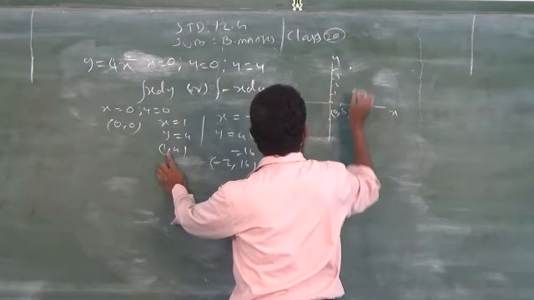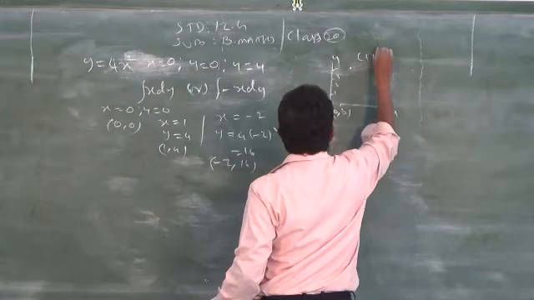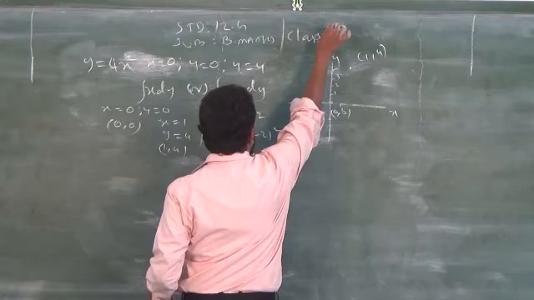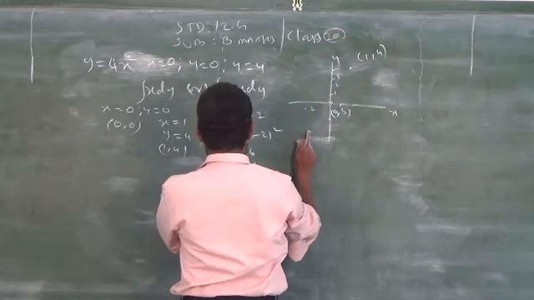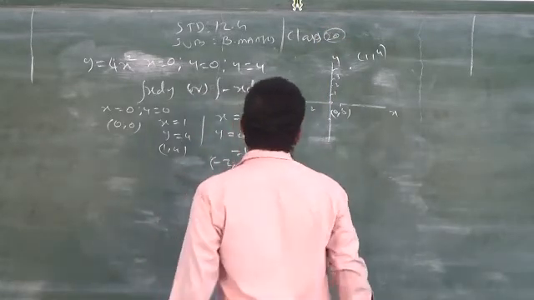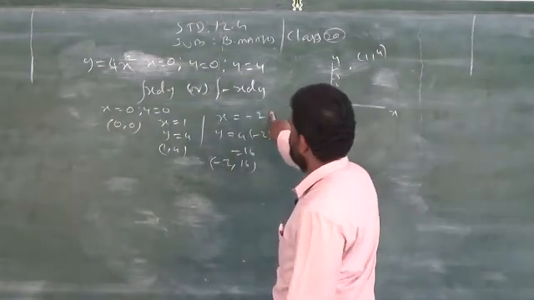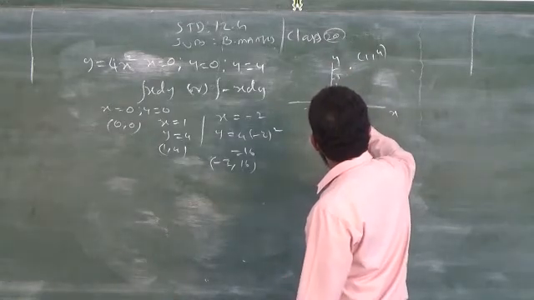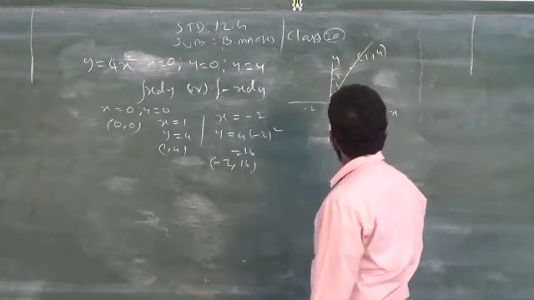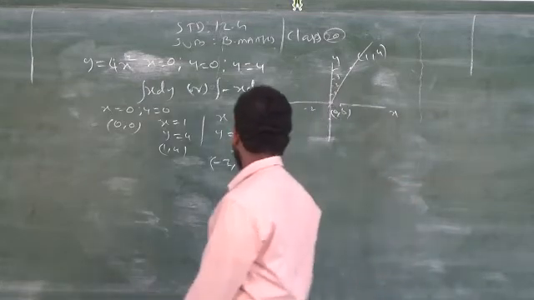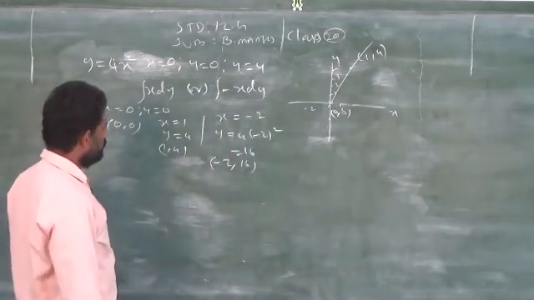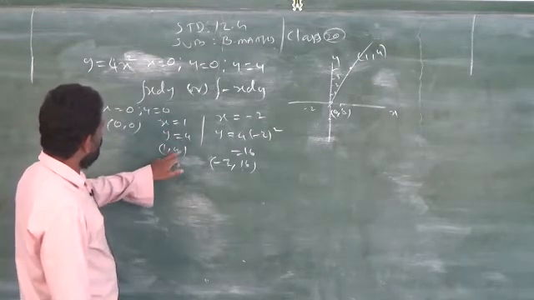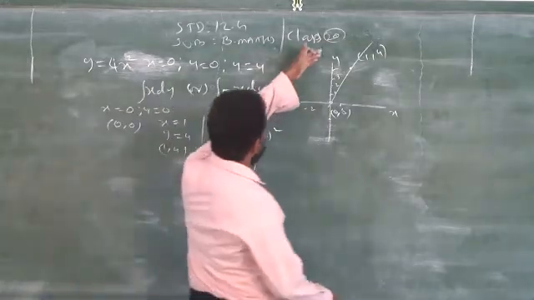So 1 comma 4, where will it come? Just for your understanding purpose I did. Then minus 2 comma 16. Minus 2 will come, 16 will come somewhere. When you replace x equal to minus 2, the whole square is 16. So minus 2 comma 16. Now you just have to connect these. When I am replacing x equal to 1, it is 1 comma 4. If it is minus 2, it will come minus 2 comma 16 somewhere.